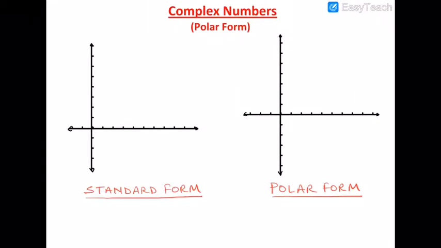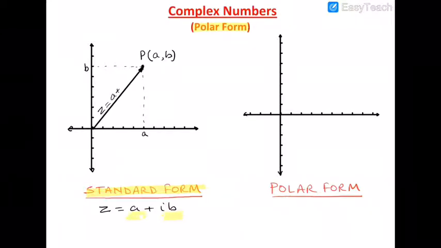Today in complex numbers, we will be focusing on the polar form of it. As we know, in standard form or Cartesian form, the complex number represents a point (a, b) on the real and imaginary plane, and this point is the end point of a line starting from the origin that represents z = a + bi with magnitude mod z.